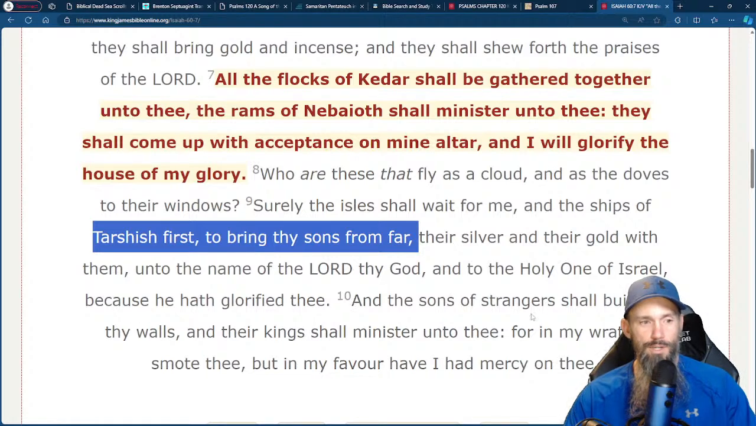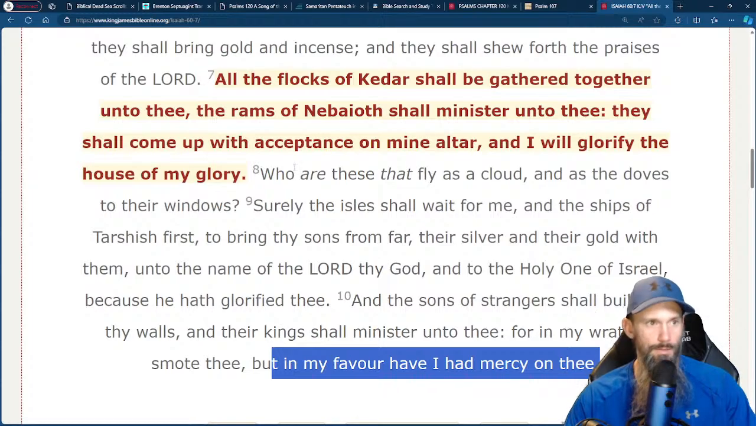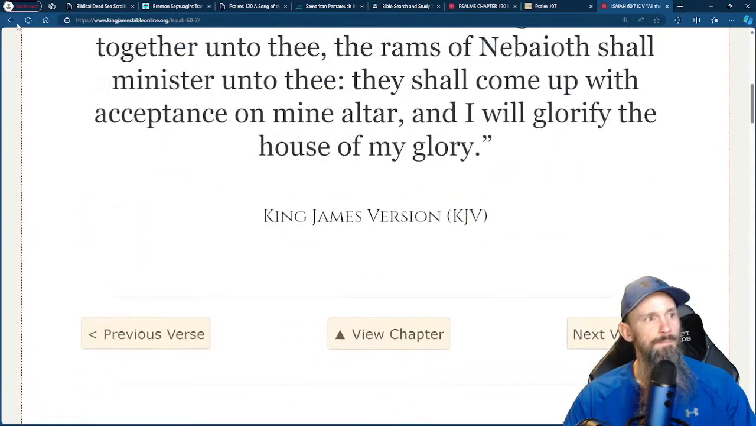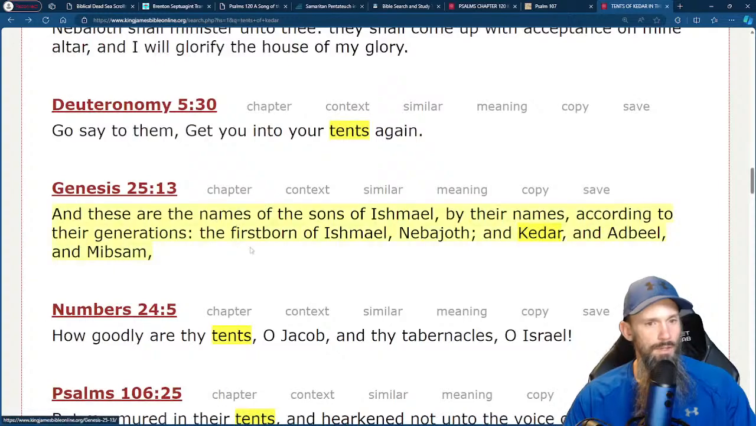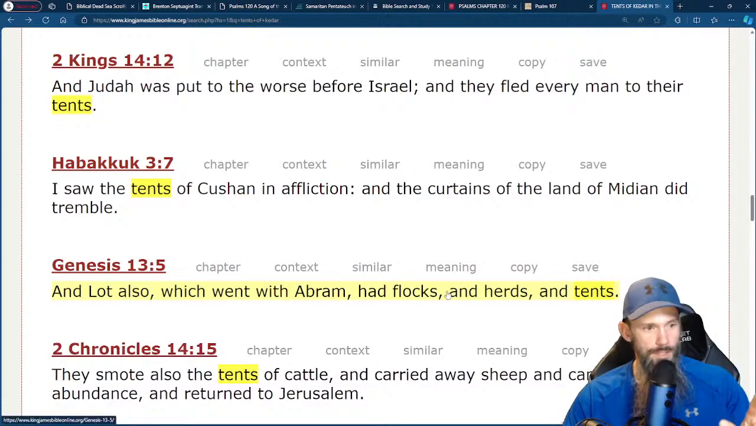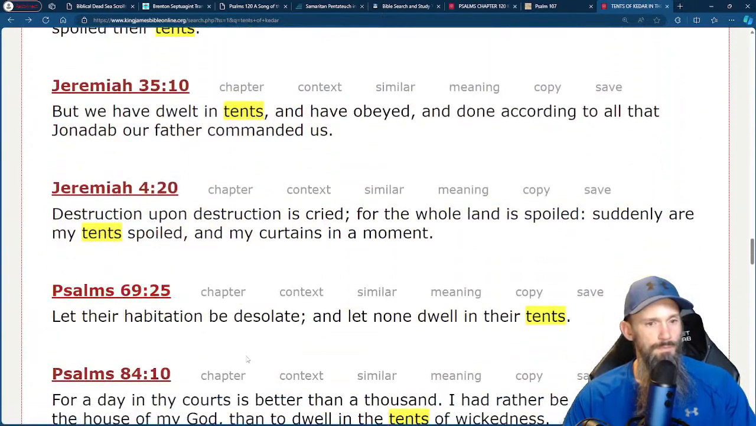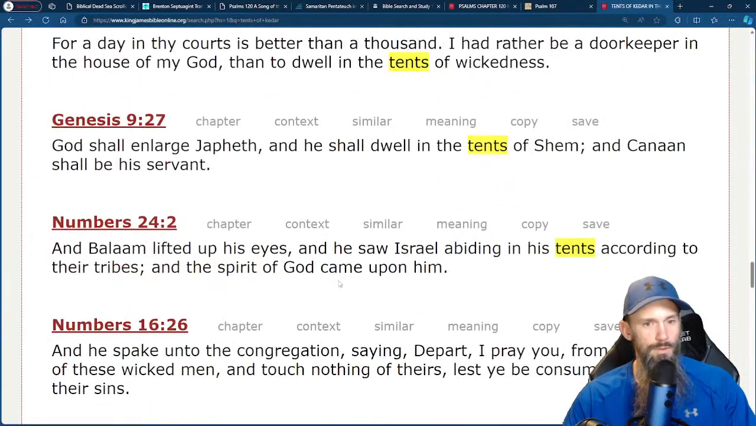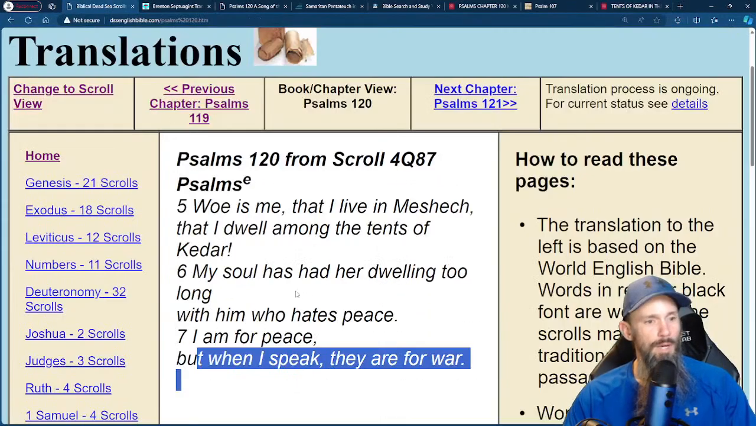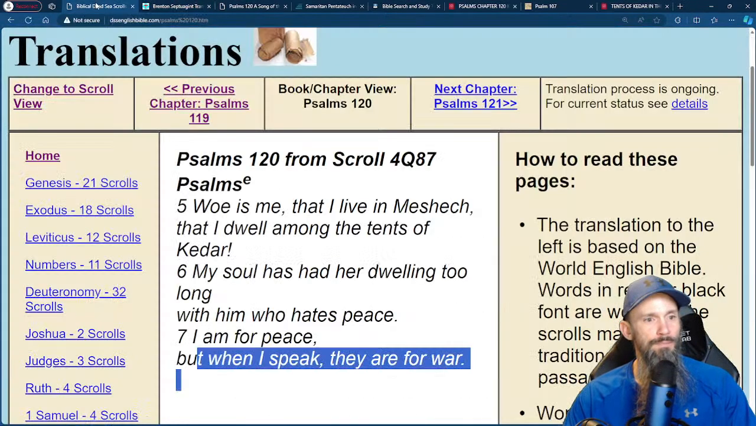"And the sons of strangers shall build up thy walls, and their kings shall minister unto thee. For in my wrath I smote thee." That's when he dispersed Israel. "But in my favor have I had mercy on thee." That's the regathering, the second Exodus. This is how you study Scripture. Just go through, search, pray about it, ask for understanding, ask for wisdom.